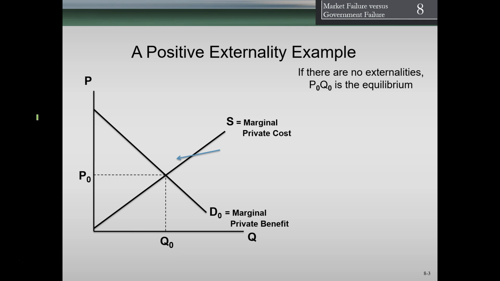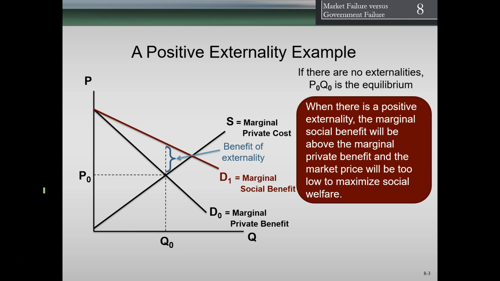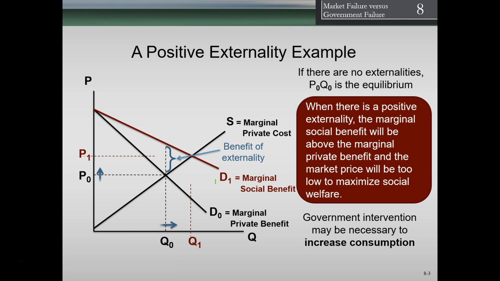So we have the same idea here. If there are no externalities, we've got the supply and demand, the marginal private cost, the marginal private benefit, and we have our equilibrium, of course. That's like if we're talking about just A and B. Then Party C comes into play, and now we can see that the marginal social benefit has shifted out. So we have D0 and D1, and we have this difference and a new equilibrium point here. So when there's a positive externality, the marginal social benefit will be above the marginal private benefit, and the market price will be too low to maximize social welfare.